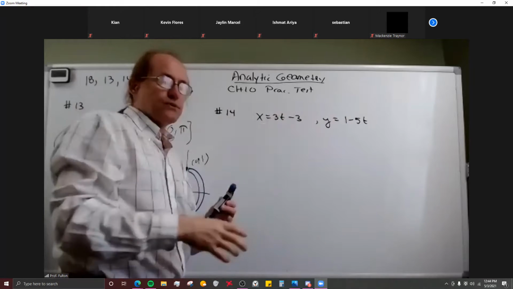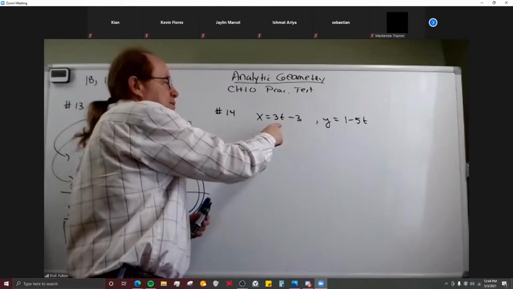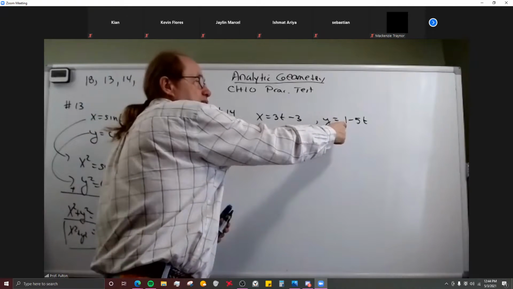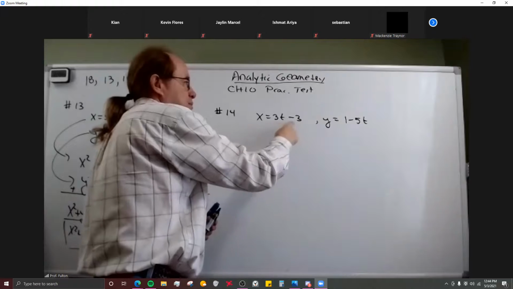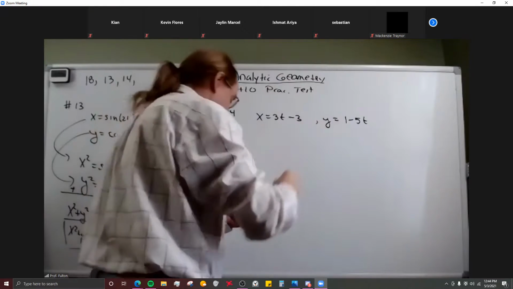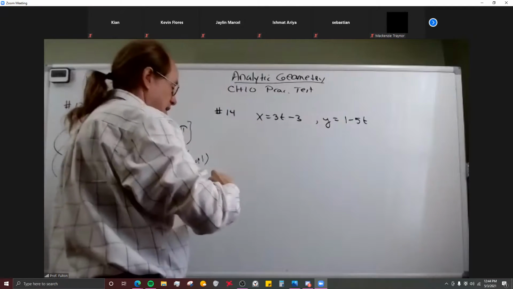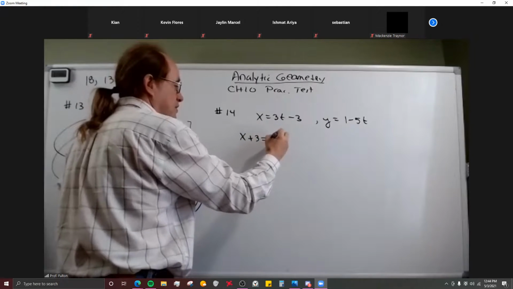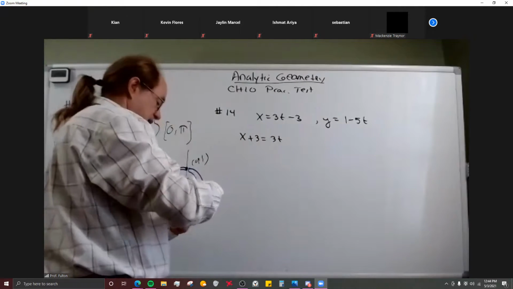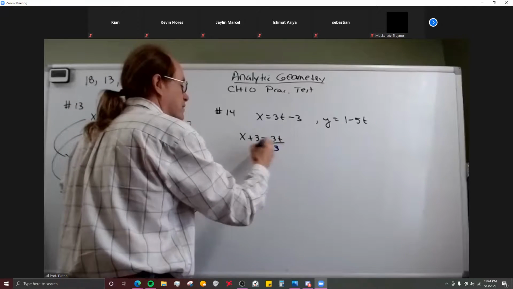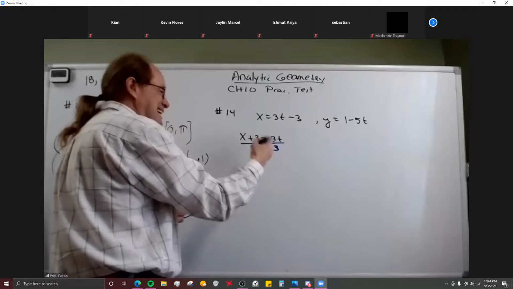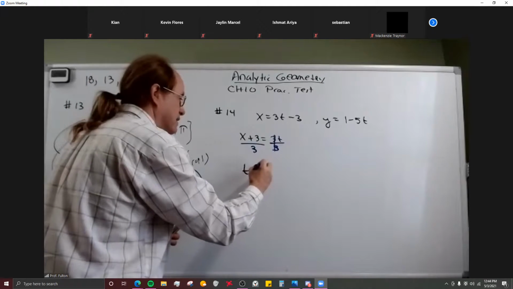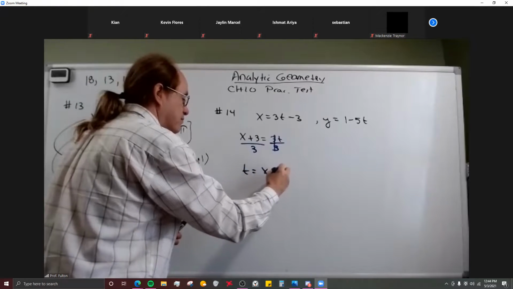You have 2 equations here. So what I might do is take this equation and solve it for t. I could take this equation and solve it for t as well. But let me just start with this one. I'll just add 3 and divide by 3. So if I add 3 to both sides, I get x plus 3 is 3 times t. Then I simply divide both sides by 3, and I now have t in terms of x. This now tells me that t is equal to (x plus 3) over 3.